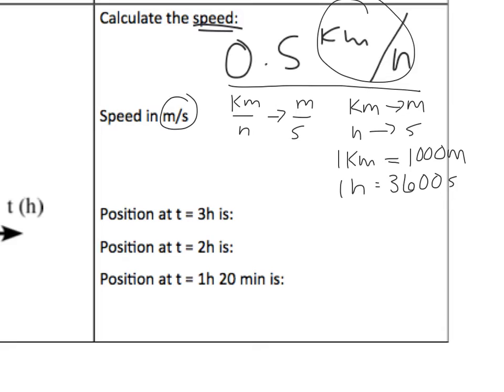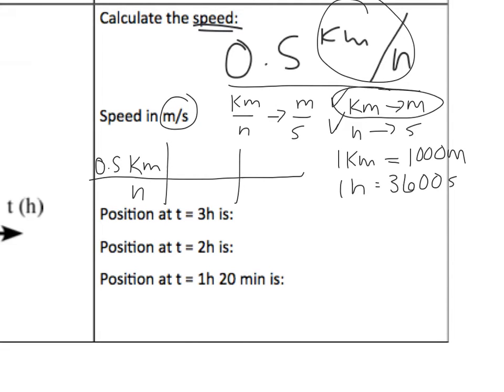All right, now I have to start my conversion process. Since I have that, now I can set up train tracks. So I'm going to set up 0.5 kilometers, and then my line in hours goes down here. Now, since I have two conversions, I need two sets of boxes. So the first box is going to do kilometers to meters. The second box is going to do hours to seconds.